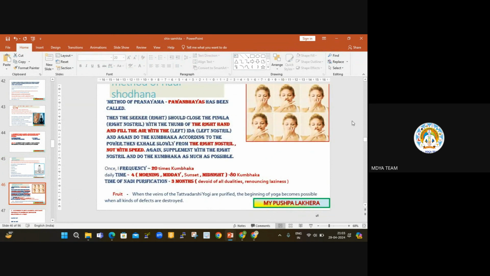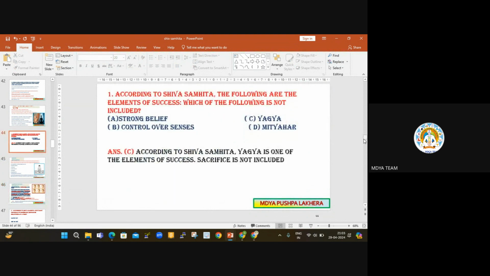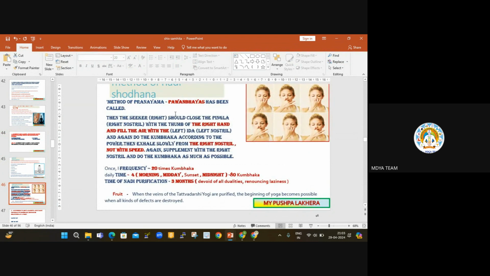So next we discuss the nadisodhan pranayam. How will one do this nadisodhan pranayam? Otherwise, it is stated as pavan abhyas. Okay, pavan abhyas is mentioned. So how does one need to do this pavan abhyas?